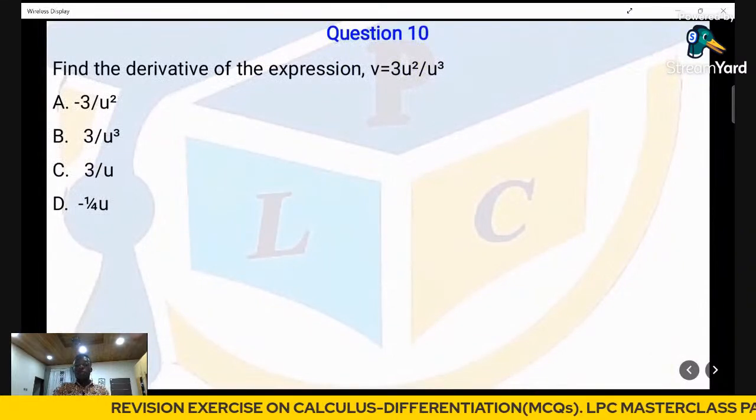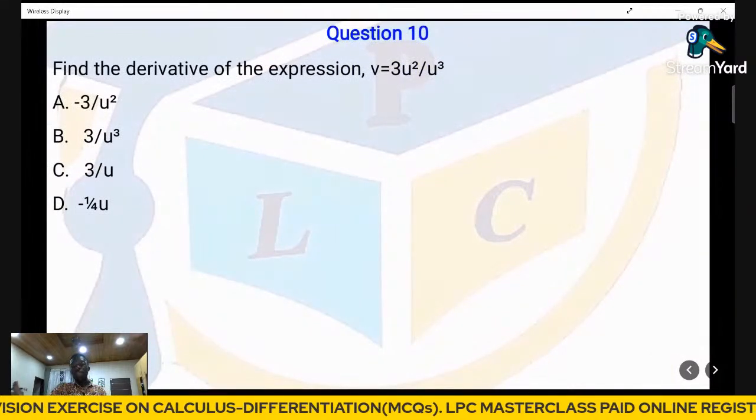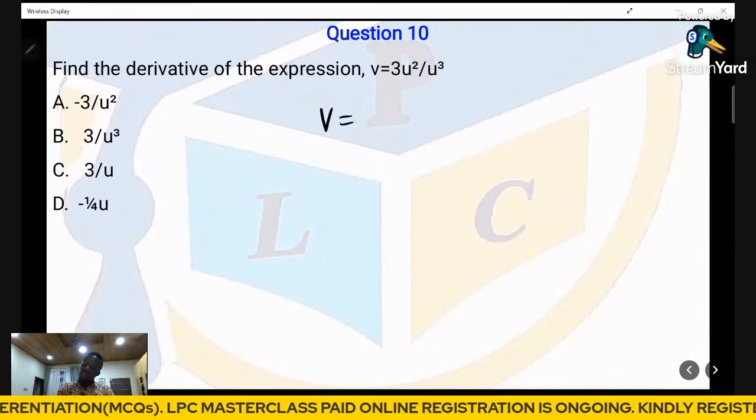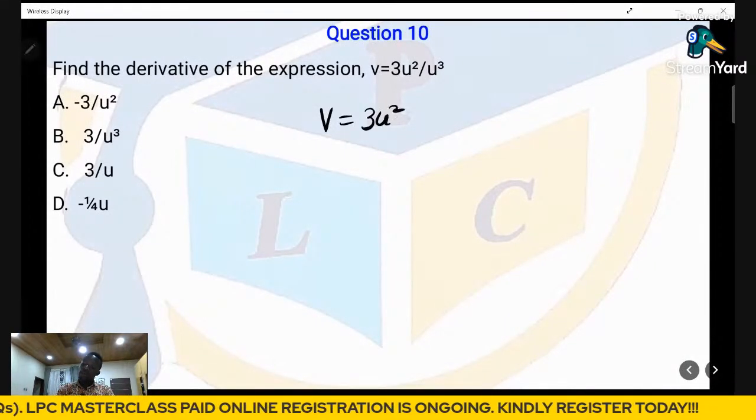Question number 10. Find the derivative of the expression. Find the derivative of the expression. So we have v equal to 3u squared over u cubed.